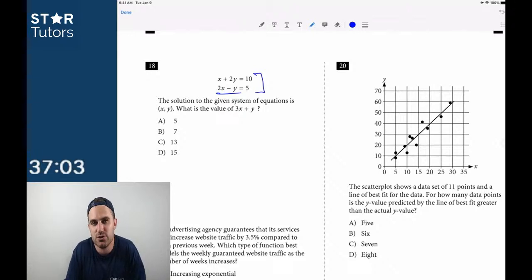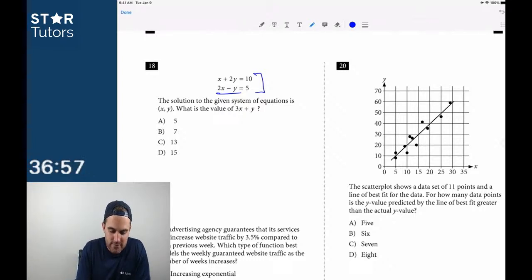You can either substitute, which I like to do, or you can subtract down or up or add down. What is the value of 3x plus y? Be really careful, 3x plus y. So we're going to solve for both. Here we get x, right? I'm going to subtract 2y on both sides, minus 2y. x is equal to 10 minus 2y.